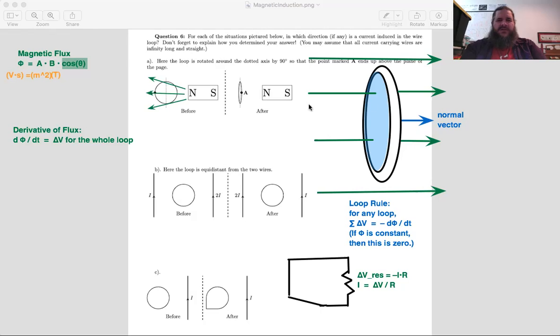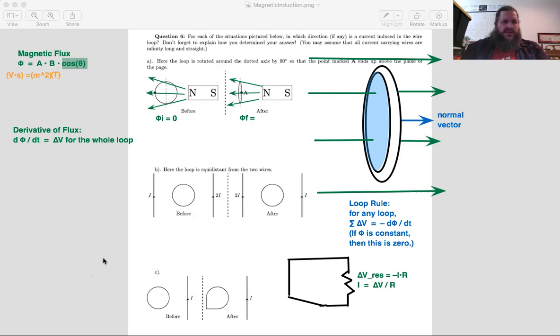We can say the initial flux is 0, whereas for the final flux, we haven't changed the magnet, so we still have the same magnetic field pointing right to left. Same magnetic field as before, but we have rotated the loop of wire. And it's kind of difficult to see in this diagram. Let me see if I can draw that a little more clearly. It says the point marked A ends up above the plane of the page.